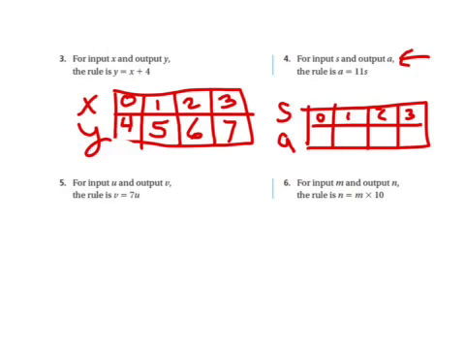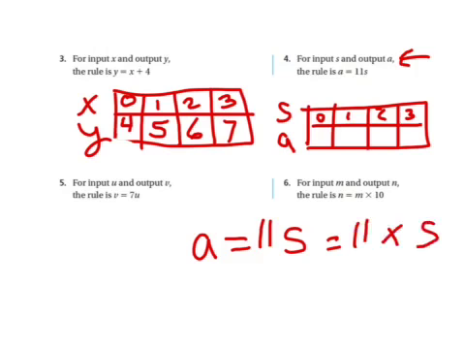So my formula is A equals, oops, that doesn't look like an A, it looks like a 9. A equals 11S. Now, a number and a letter next to each other is the same as multiplication. So I can also write this as 11 times S, but you should recognize that this is multiplication. 11S is 11 times S. Okay, so my first input is 0. So A equals 11 times 0. Well, anything times 0 is 0.